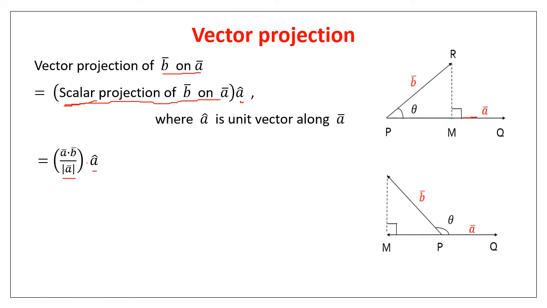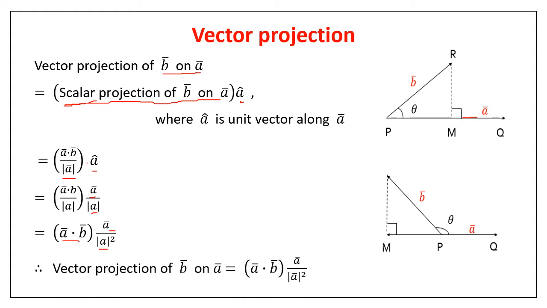We know student, A cap is the unit vector which is equal to A bar upon mod of A bar. Substituting there, we have A bar dot B bar into A bar upon mod of A bar square. Therefore, the vector projection of B bar on A bar equals A bar dot B bar into A bar upon mod of A bar square.